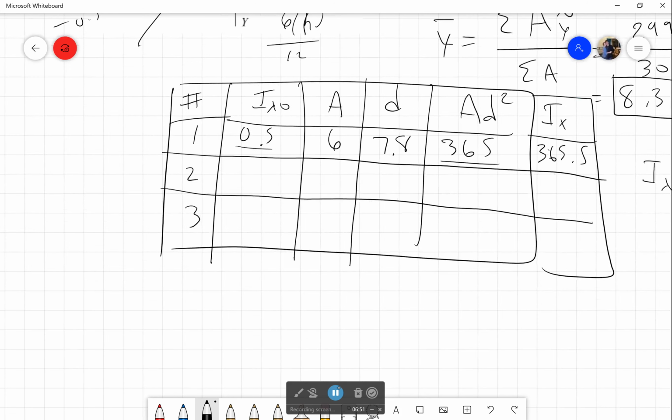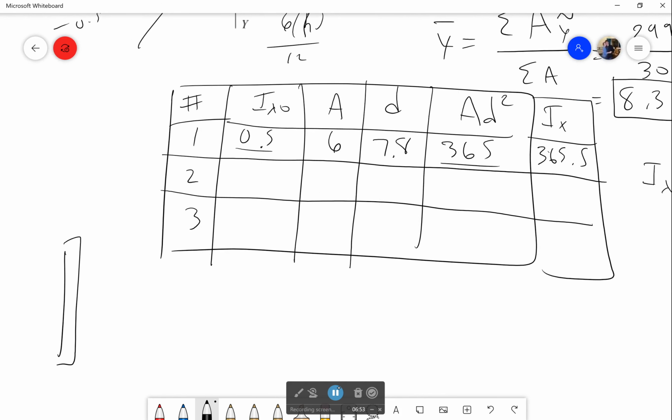Okay, so for that middle rectangle right there, it's got a height of 12 and a base of 1. So base 1, height 12 cubed, all over 12. And that would come out to be 144. Its area is 12 times 1.